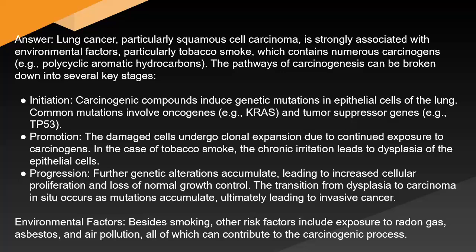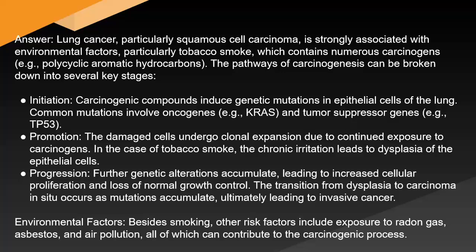Initiation. Carcinogenic compounds induce genetic mutations in epithelial cells of the lung. Common mutations involve oncogenes, e.g. K-RAS, and tumor suppressor genes, e.g. TP53. Promotion. The damaged cells undergo clonal expansion due to continued exposure to carcinogens.